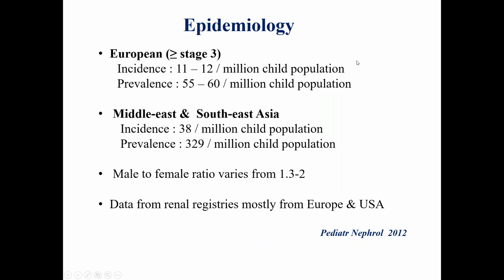If you look at the epidemiology of chronic kidney disease in the pediatric age group, the incidence is about 11 to 12 per million child population from European registries. And from the Middle East and Southeast Asian data, this is almost 3 times higher, that is 38 per million child population. And if you look at the male to female ratio, the condition is more common in males. And most of this data is from renal registries across Europe and United States.